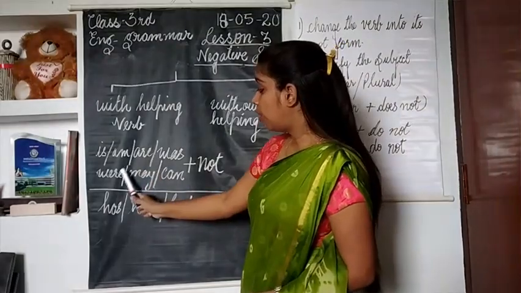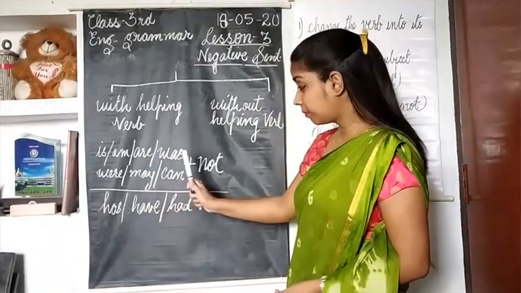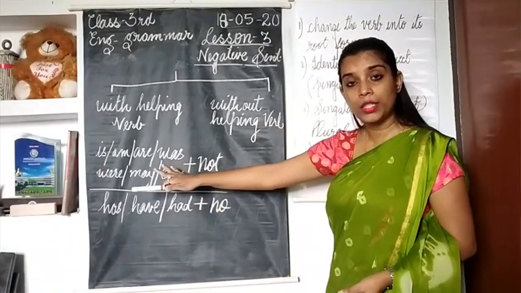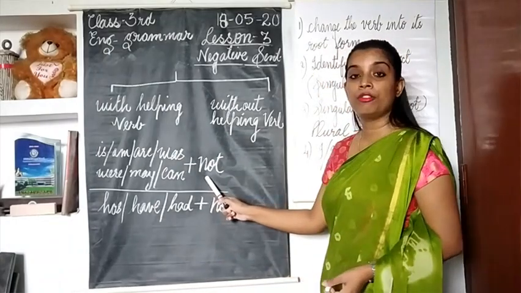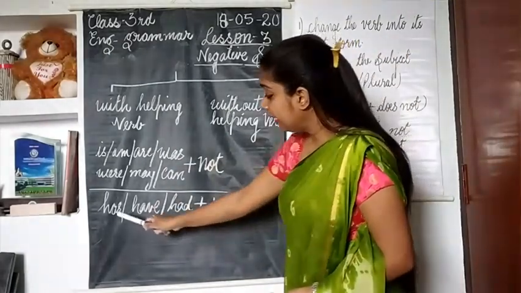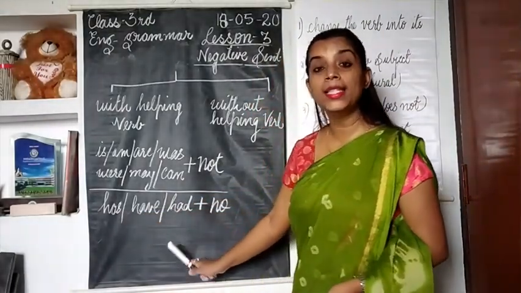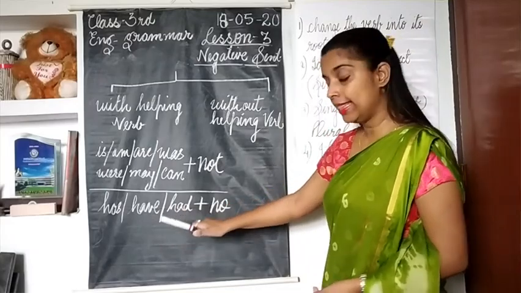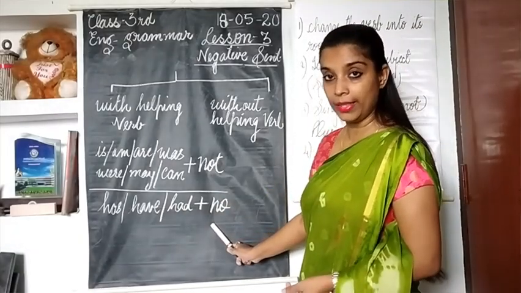Is, am, are, was, were, can, could, shall, should, may, might. If these auxiliary verbs or helping verbs are present in a sentence, it can be changed into negative by adding not after them. If these three helping verbs are present in a sentence, has, have or had, they show possession and they can easily be changed into negative by adding no after them.